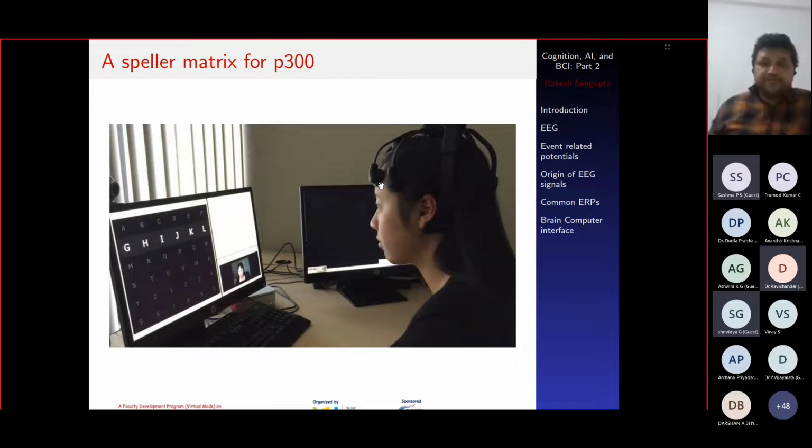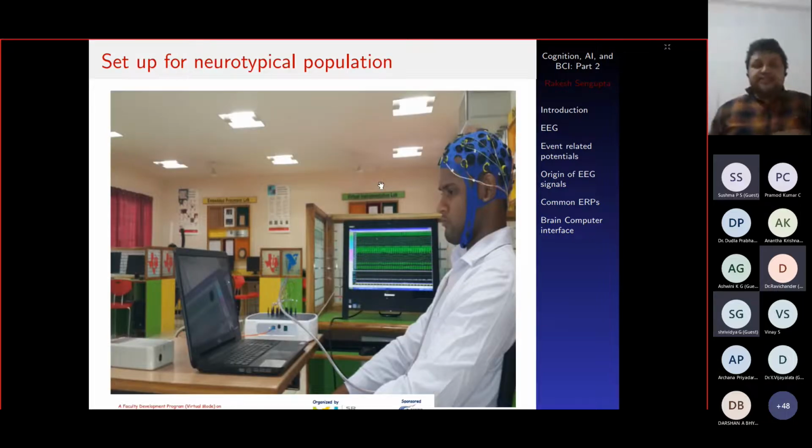So this is how the speller matrix operates, by utilizing the surprise element of the P300 that we have spoken about before. Now, this was done in my older lab at BVRIT in Narsapur, where we were trying to develop our own BCI application. I'm going to show some partial success about that in just a bit.